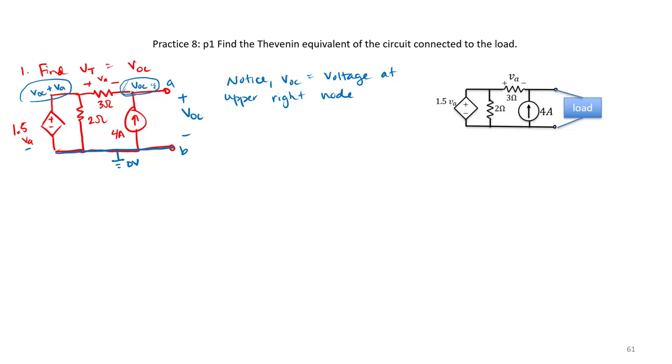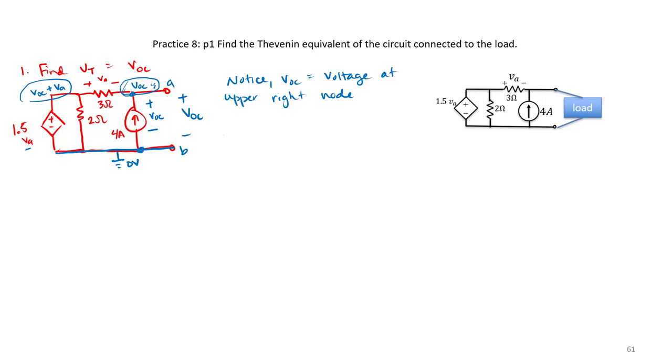And so if we look here, we have 2 nodes. We also have 2 meshes. There's not a lot that we could do source transformation on. But a good approach we could use here is using node analysis and Kirchhoff's voltage law. Let's first start with Kirchhoff's voltage law. We know the voltage across that 4 amp current source must be the same as VOC because that's just the voltage between point A and point B.